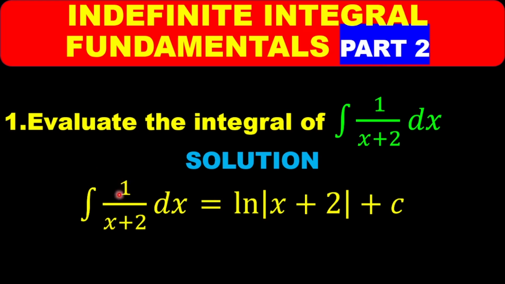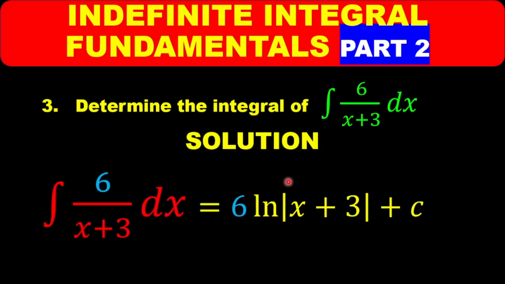But if the number here is more than 1, let's say if this one were to be 2, then you will have 2 natural log of absolute value x plus 2, then plus c. Remember, it is c because this is an indefinite integral. So this is another fundamental that you need to understand, because we are going to do application in part 3. So if you are good, then let's move on to the second example.